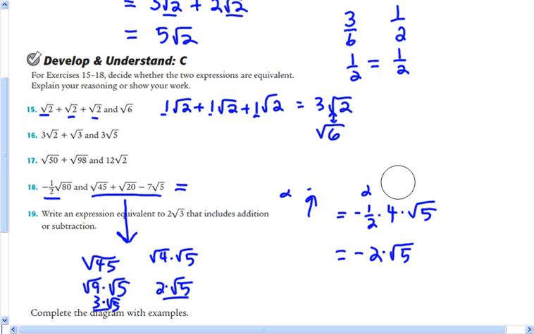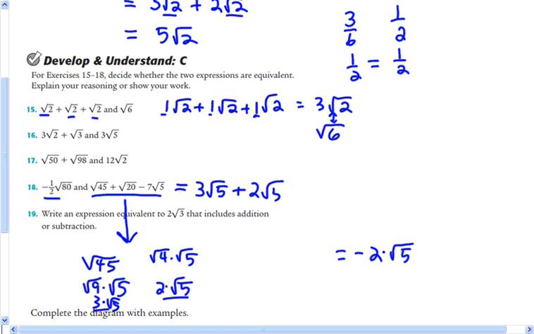I'm going to erase everything except my final simplified form of that first expression. See if I don't get the same thing. So this is 3 times the square root of 5 plus 2 times the square root of 5 minus 7 times the square root of 5. And remember, if they're like terms, which these all are, we can just combine the coefficients. And 3 plus 2 plus negative 7 is equal to negative 2 times the square root of 5, which is exactly the same as that. So we can see that, of course, they have to be the same because in simplified form, they are equivalent.